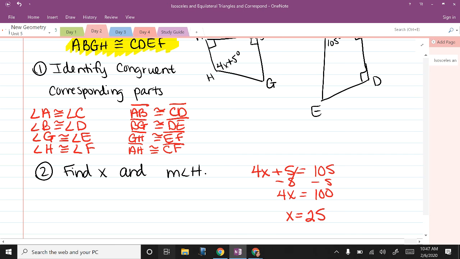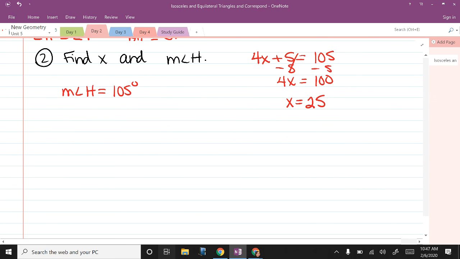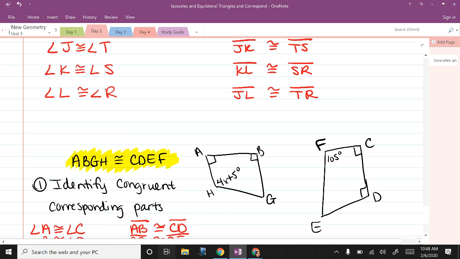And then it says to find the measure of angle H. Well, I already know that it's got to equal 105, right? And I can check that by plugging in. 4 times 25 plus 5 is 105. Right? So any questions about corresponding parts? We'll talk more about that tomorrow. We're going to start proving triangles congruent tomorrow. And that's the end of notes for today.